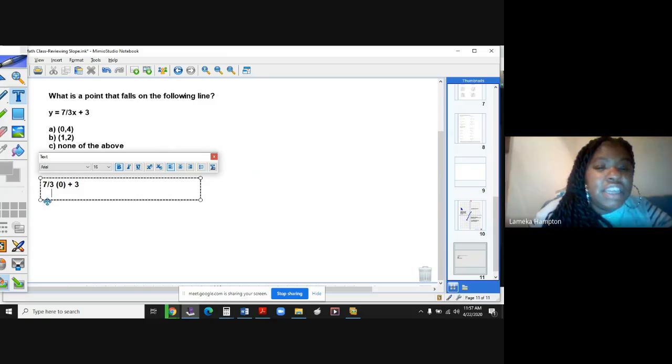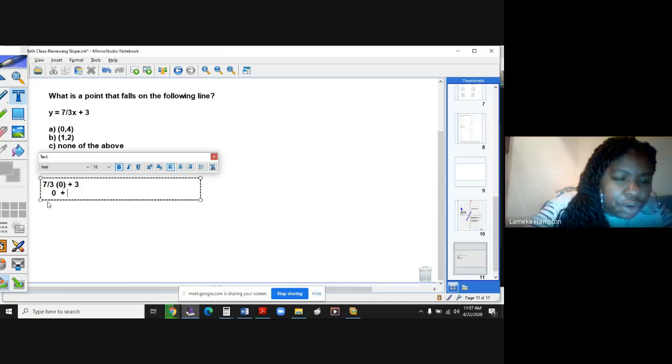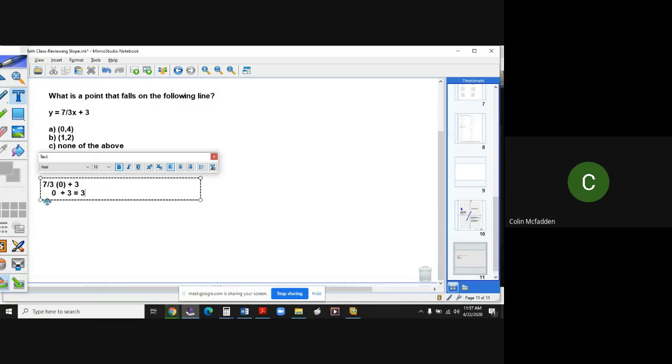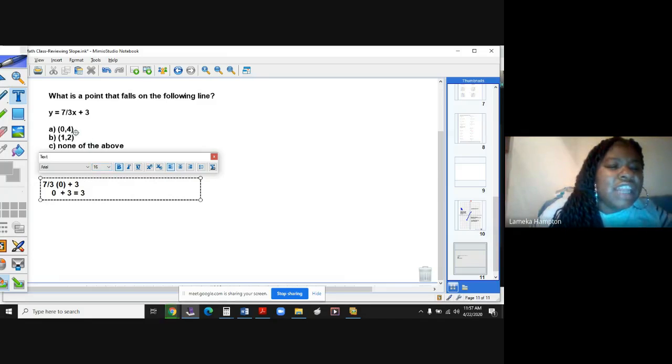So any number multiplied by 0 gives me what? 0. All right, we have 0 plus 3, and that will equal 3. So that lets me know that A would not be the correct answer for that, because (0, 4) does not fall on this linear equation. Does that make sense?